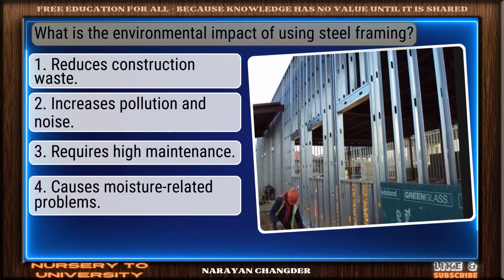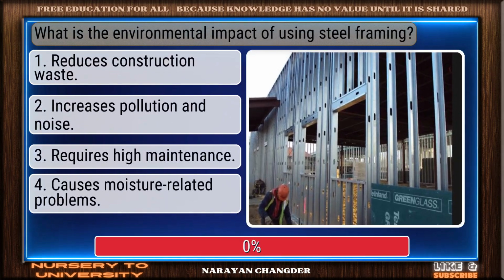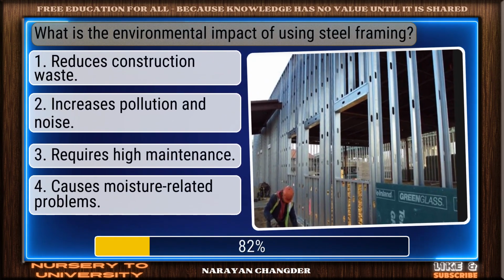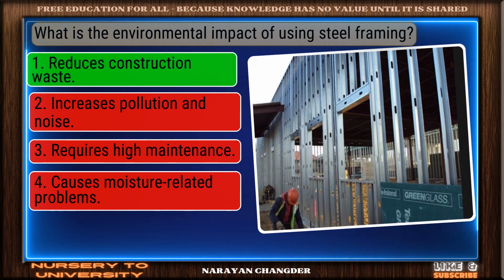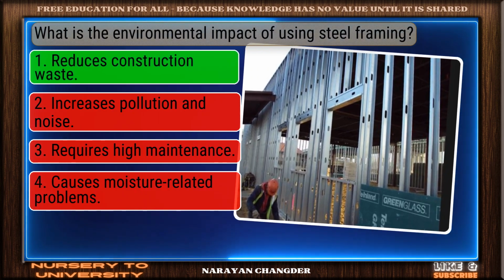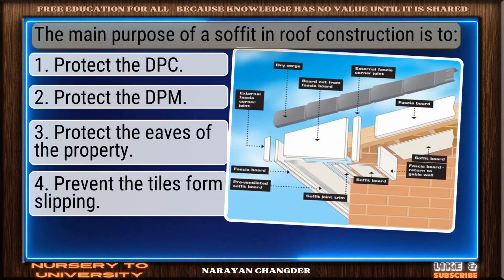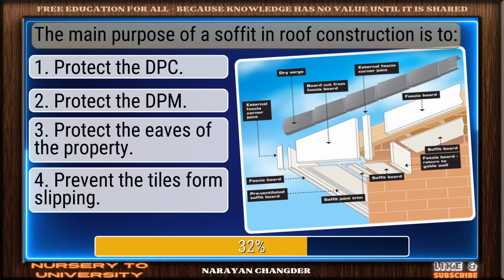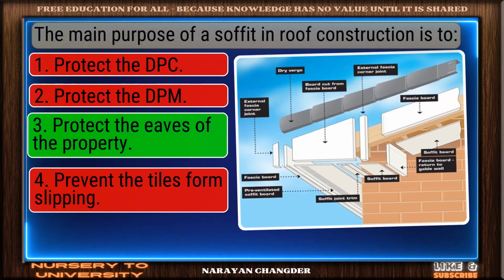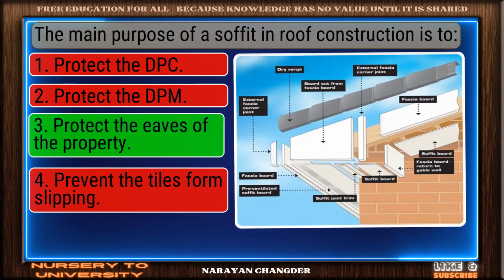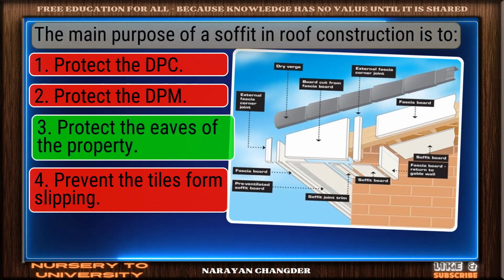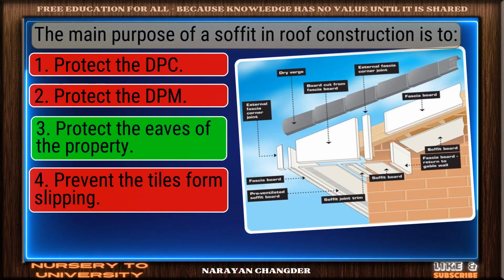What is the environmental impact of using steel framing? Solid response. Reduces construction waste is a valid choice. The main purpose of a soffit in roof construction is to. Sharp thinking. Protect the eaves of the property is the right choice.